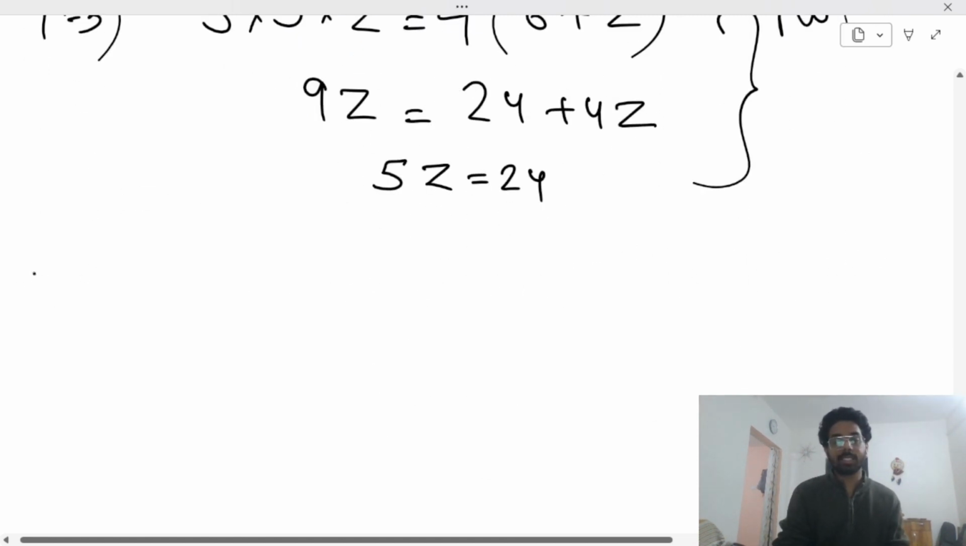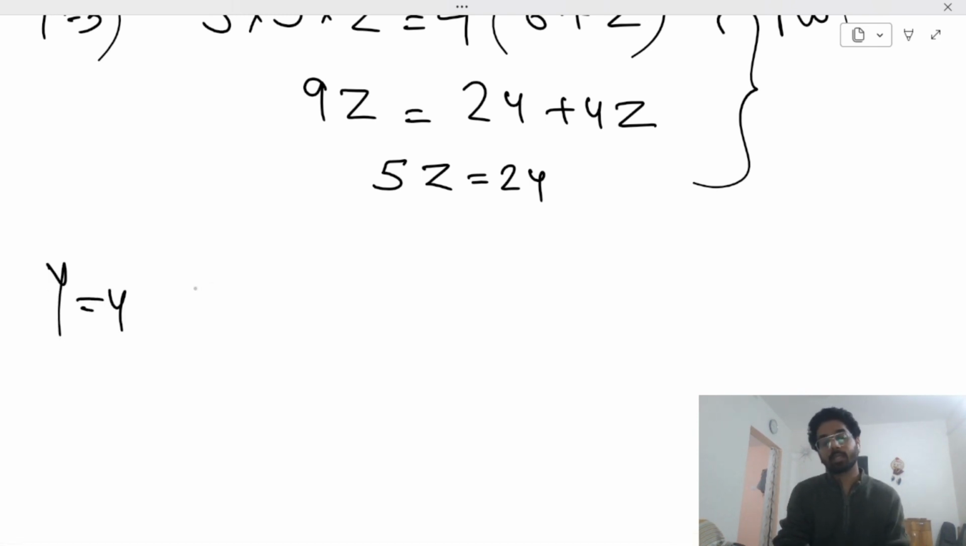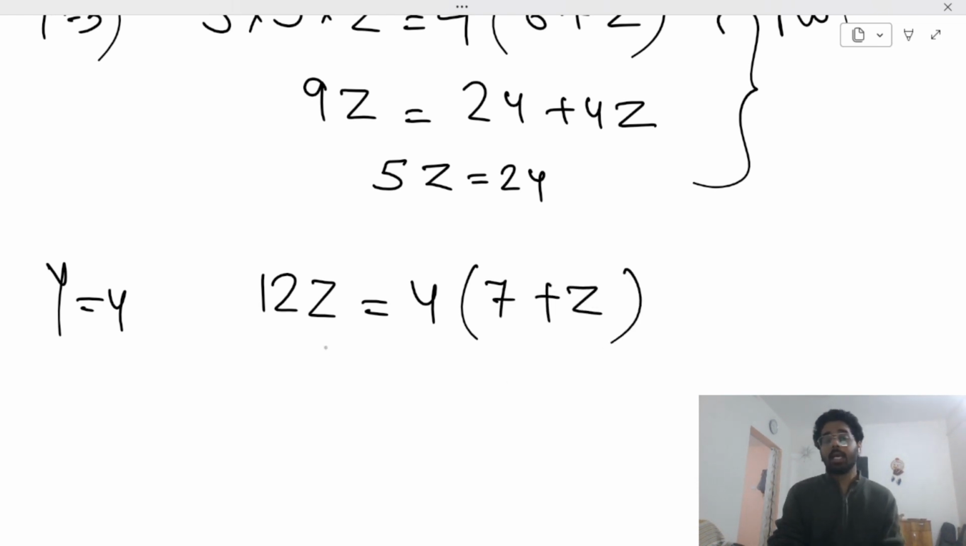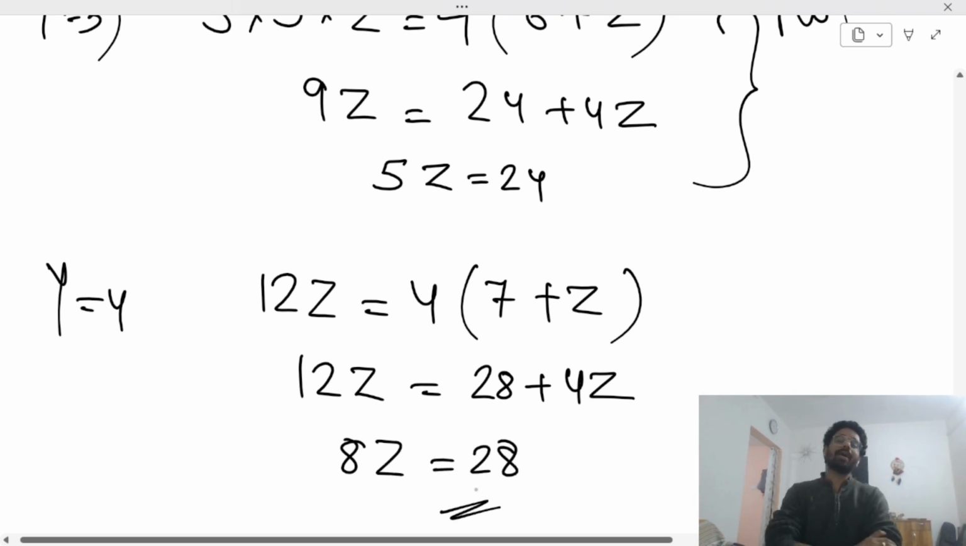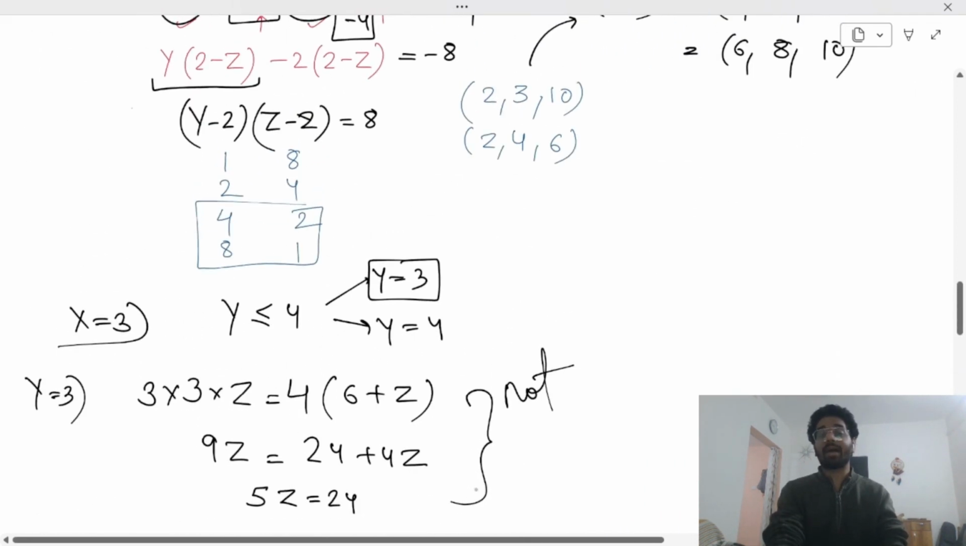If you take y equal to 4, so x is equal to 3, y is equal to 4, so 3 into 4 is 12z. And 4 times of x plus y plus z, x is 3, y is 4, so 3 plus 4 is 7 plus z. And 12z is equal to 28 plus 4z. From here you will have 8Z is equal to 28. Again, we are not going to have any integer. Hence, till now we are having 5 solutions and that's the final conclusion.